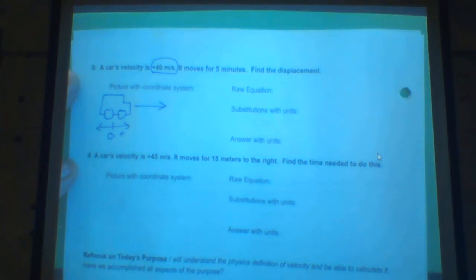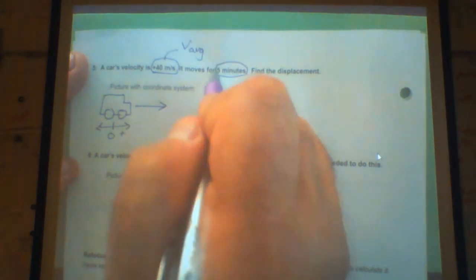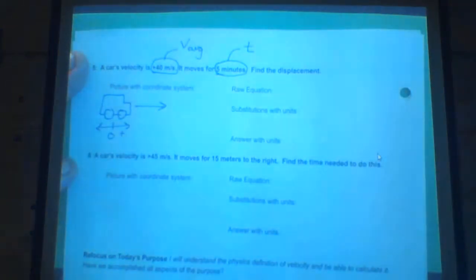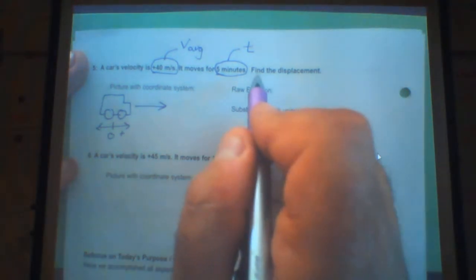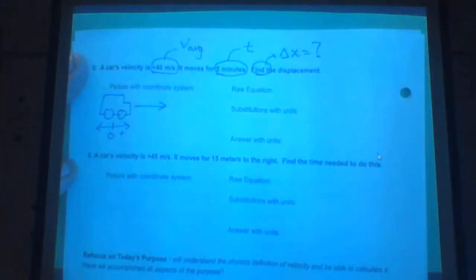Step number 2, match the data and the variables. This first number is the velocity, the average velocity. The second number is going to be the time. That's step number 2, matching data and the variables. Number 3, state the desired variable. It says to find the displacement. So that means that I'm looking for the delta x. I can circle find if I wanted to. That's step number 3.